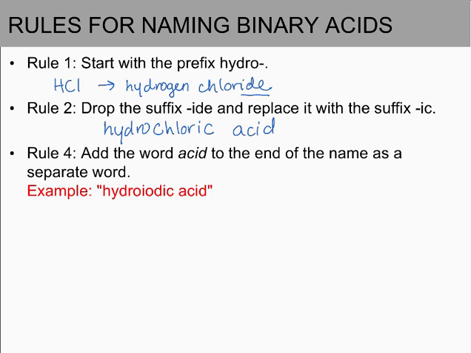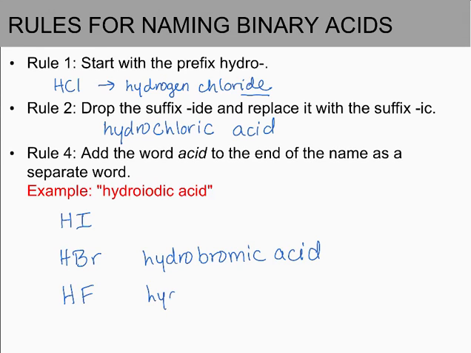Now, there are some other examples, like hydroiodic acid, that would be HI. Another example is HBr. We call this hydrobromic acid. Let's see, what's another example? HF is hydrofluoric acid.